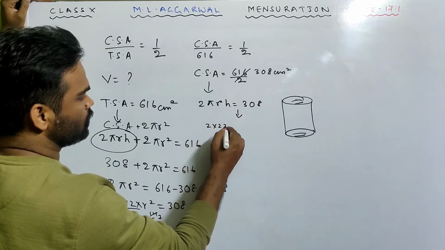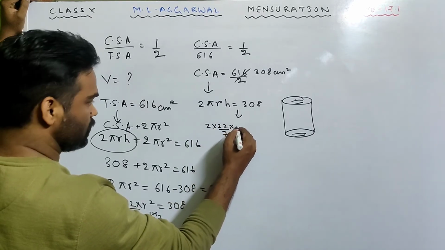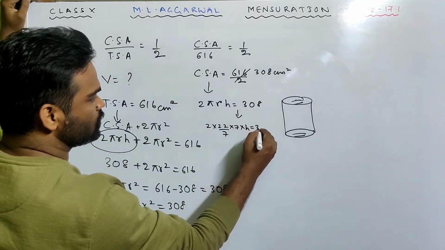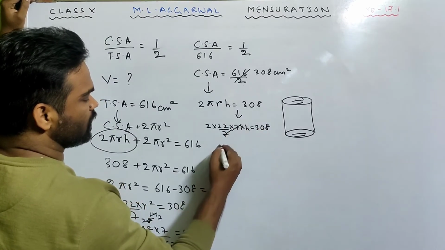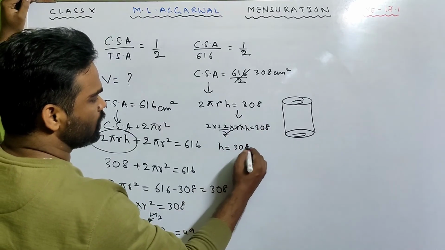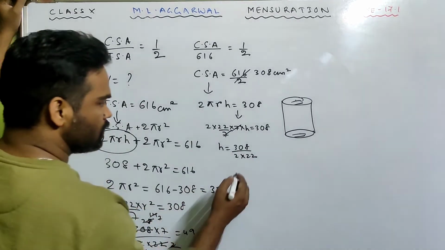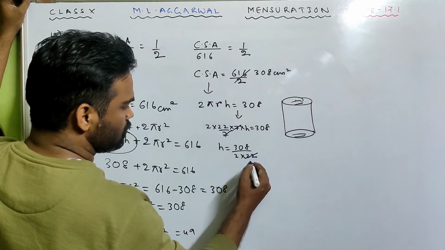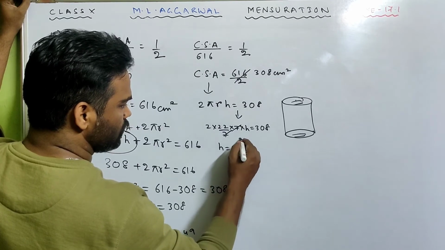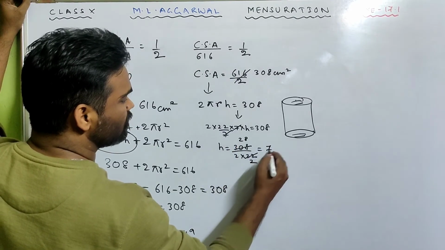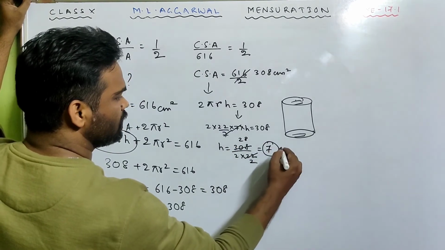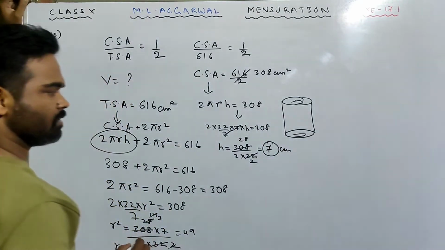2 into 22 by 7 into r is how much? 7 into h is 308. 7 cancels out. So h is what? 308 by 2 into 22. Yes or no? So that's again 11 2 times 11 is 28. This is 7. So you got the height as 7. You got the radius as 7.